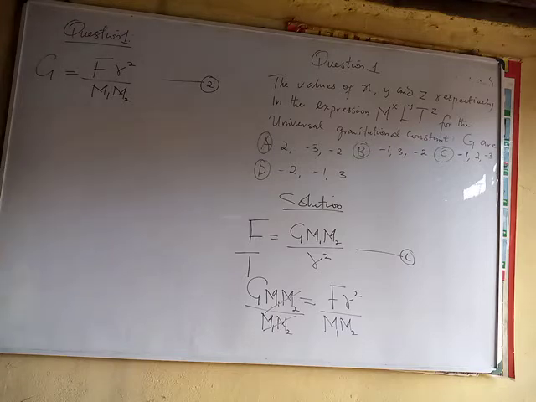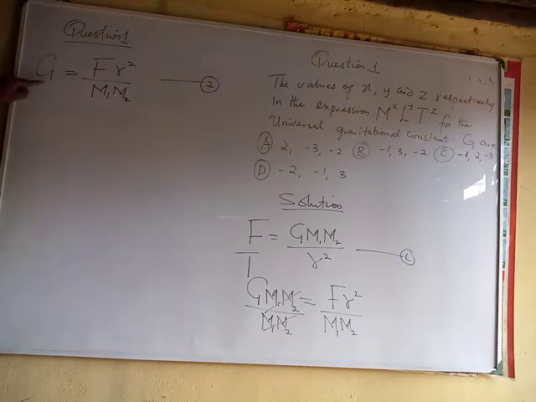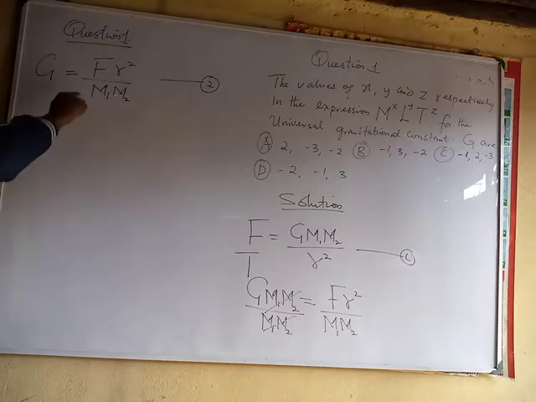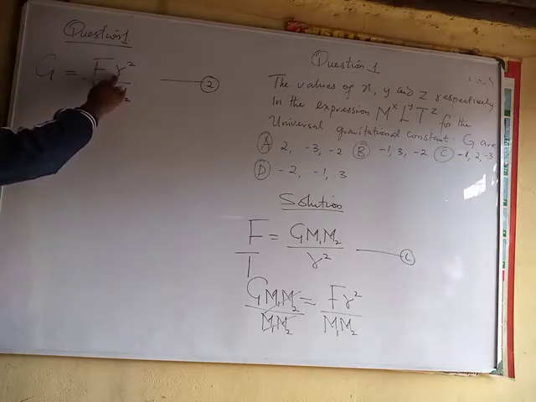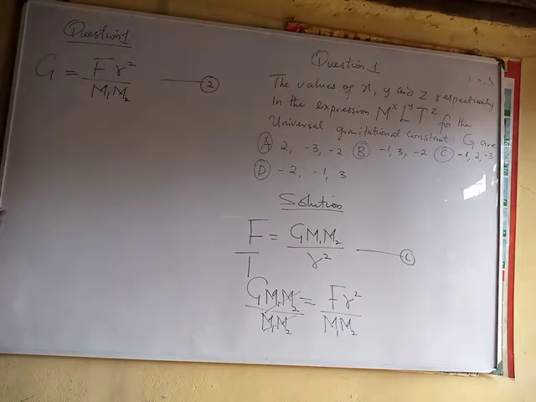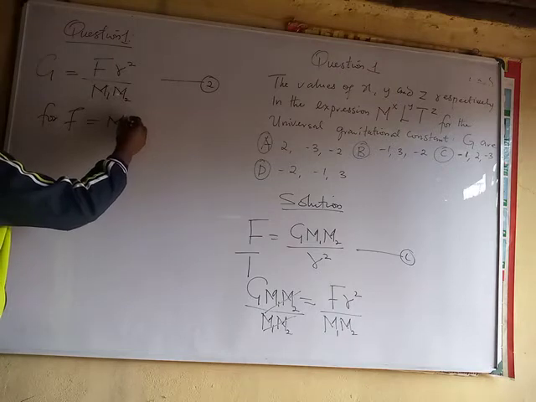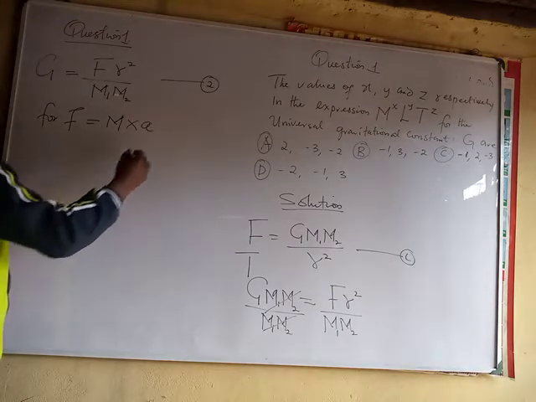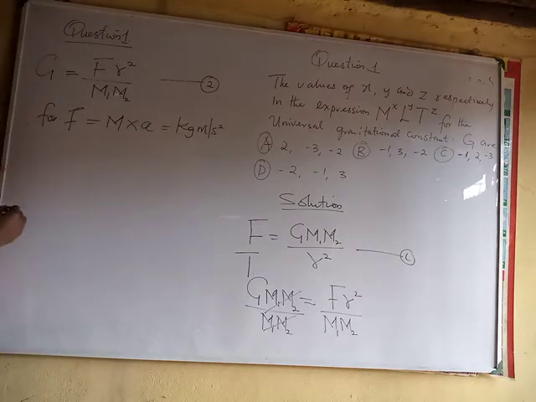Now to find the dimension of the gravitational constant in equation number 2, where G is the gravitational constant or universal gravitational constant, we have to know the dimension of force. And again we have to know the dimension of the square of the distance and the product of the masses of the two objects. So in that case, I can say for force, which is equal to mass times acceleration, we are going to have it as kg meter per second square as the force.